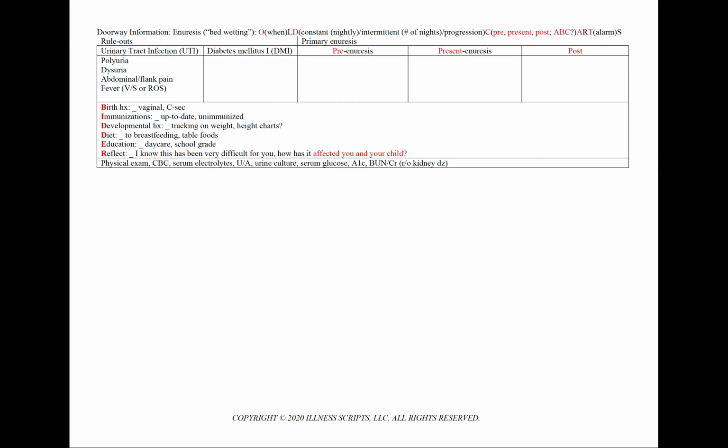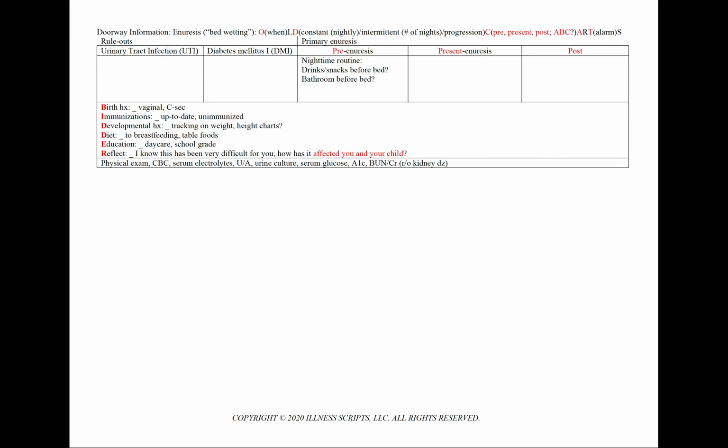For a UTI, our supporting points will include polyuria, dysuria, abdominal or flank pain, and fever noted in the vital signs if we were given, or in our review of symptoms. Anytime we have a fever, it's always going to be concerning for an infection. For diabetes type 1, we'll see polyuria, polydipsia, and a weight loss.